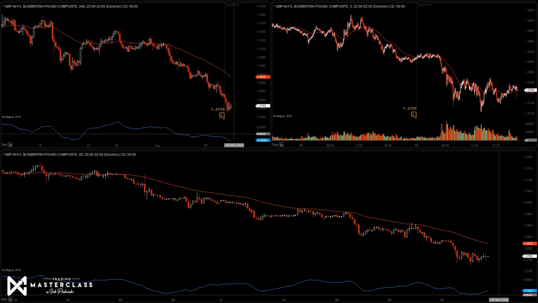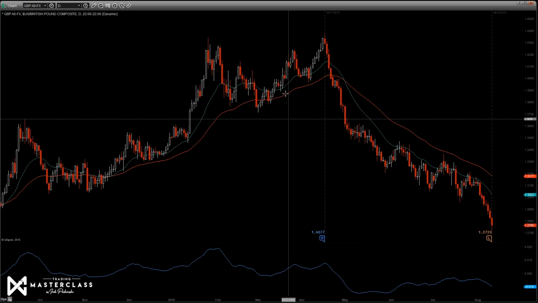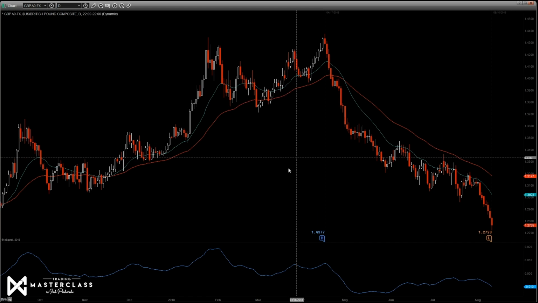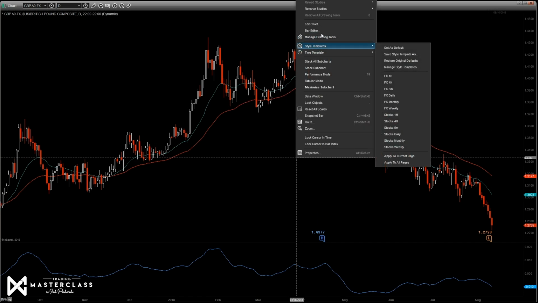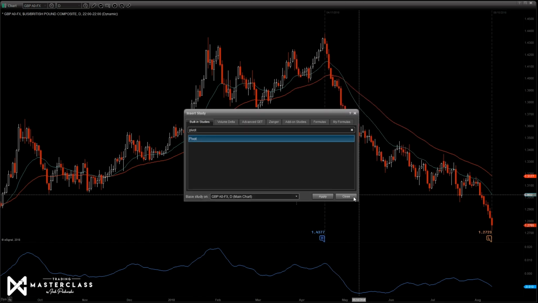Extra indicators, I'm going to speak about one extra indicator, and that will be RSI. So when we go, I'm going to plot RSI in here.